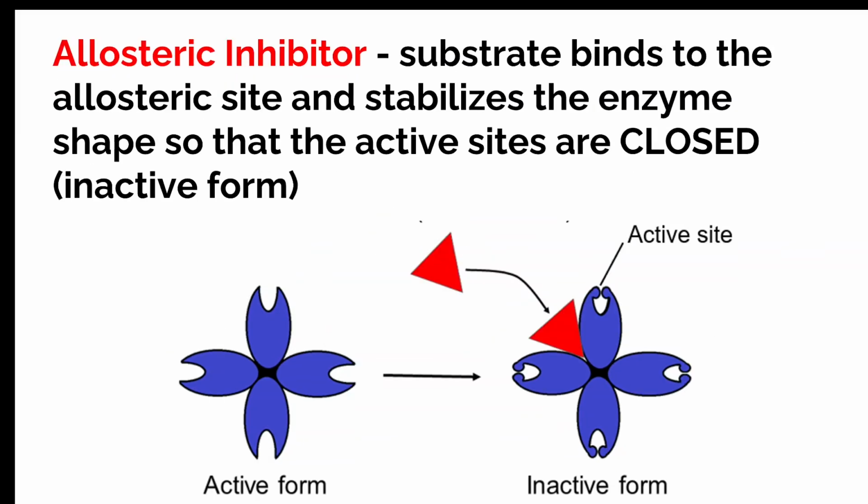An allosteric inhibitor is going to do the exact opposite of that. Suppose we have this enzyme that normally has active sites on it, and those active sites are by default open. Sometimes an allosteric inhibitor could come in and bind to the allosteric site, and now the active sites are closed off. When that happens, the active site can no longer perform its function, and the enzyme becomes inactive.